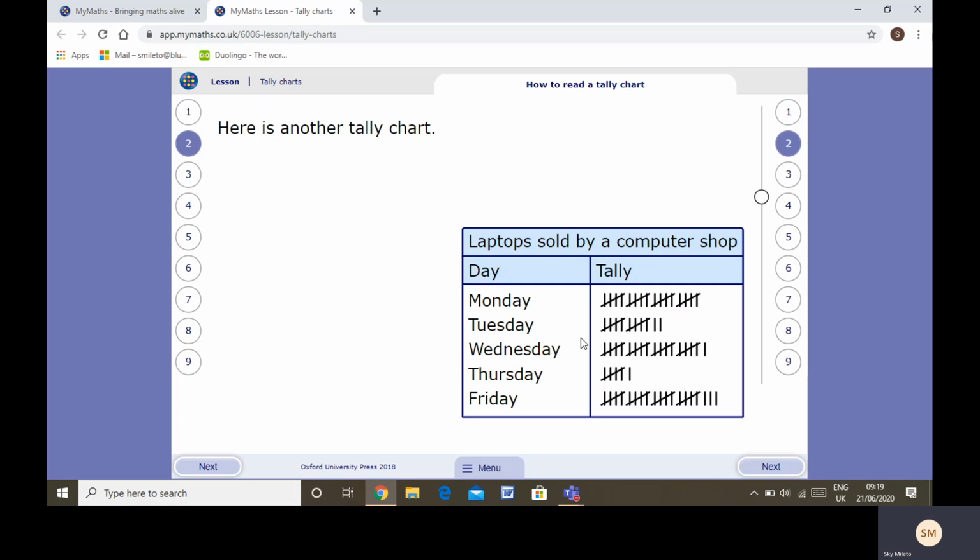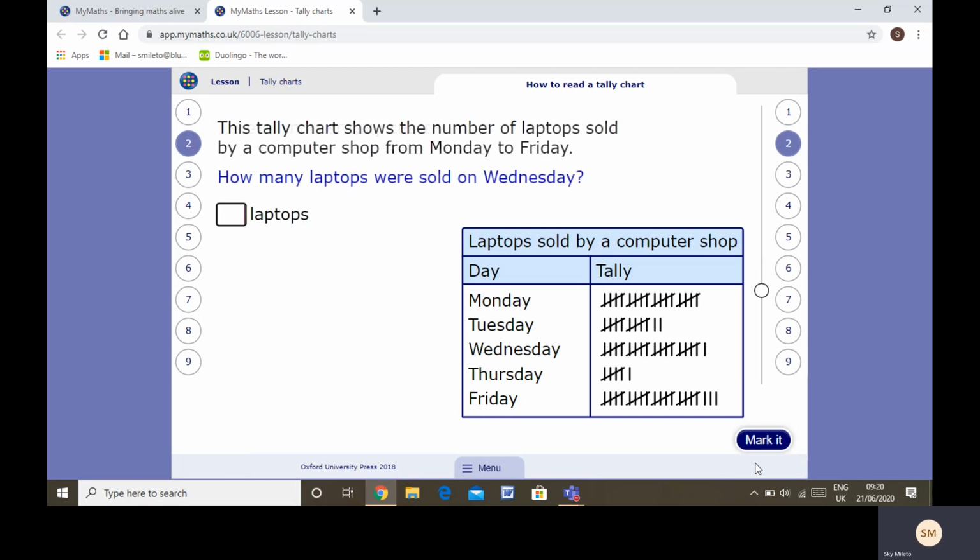So here's a different tally chart. The laptops sold by a computer shop. So if someone goes into a shop and buys a computer, different days, different numbers of computers were sold, and this is the number of computers that have been sold. So, how many laptops were sold on Wednesday? We look at Wednesday, we can see the gates, we can go 5, 10, 15, 20, and then there's an extra 1, so it'll be 21. How many laptops were sold on Friday? 5, 10, 15, 20, 21, 22, 23.